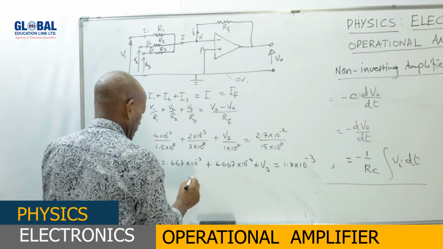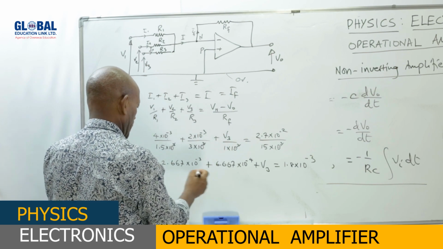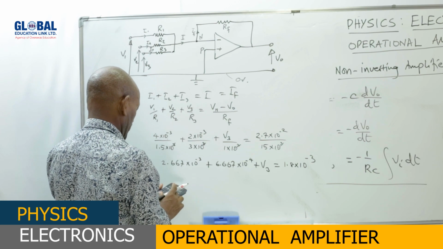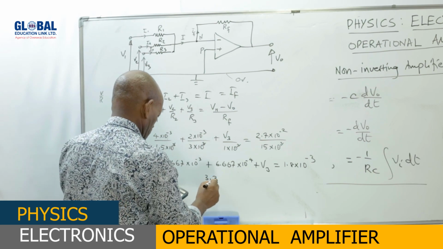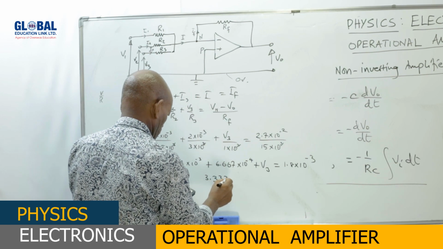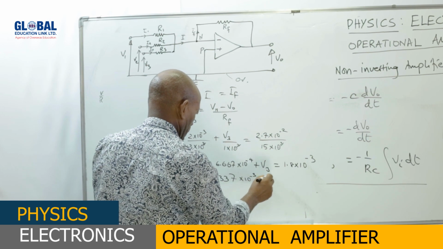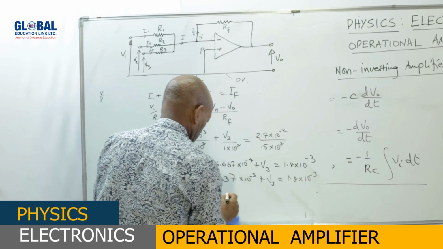So our interest is to determine what is V3. If we add up here, then we are having something like 3.337 times 10 to the power negative 3 plus V3 is equal to 1.8 times 10 to the power negative 3.